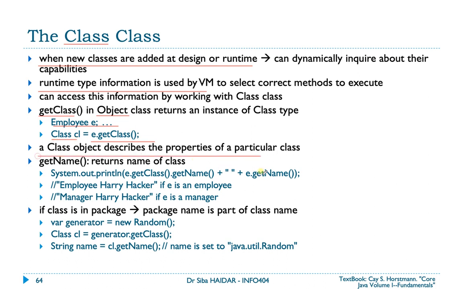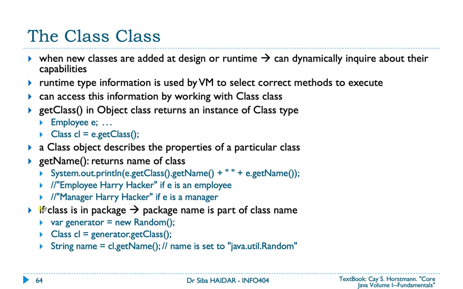So a Class object describes the properties of a particular class. In particular, you can invoke the getName method over this object and it will return for you the name of the class. For example, we used this when we implemented the toString method in order to print the name of the class whenever we wanted. We said System.out.println e.getClass().getName instead of printing always employee, because maybe the actual type of e is manager, so we wanted to print manager instead of printing employee. And for example, this will be the output. For the employee, it will print employee, and for the manager, it will print manager.